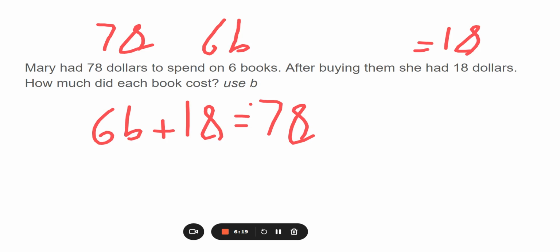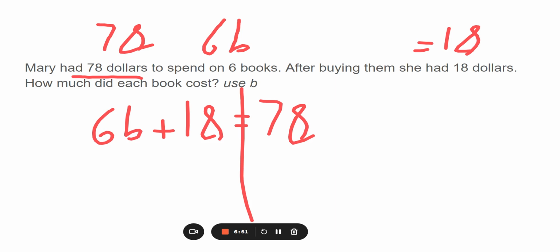So the reason this is kind of weird and funky is because you would think that you would put equals 18 like I did the first time. But the problem is that she had a total of $78 to start out with. And even though she ended up with 18, the easier way to solve this would be to take the 6 books and how much each book cost, add that with the amount of money that she had left over, and we know that it should equal the $78 that she started out with. So sometimes when it comes to this stuff, you just kind of got to use common sense.